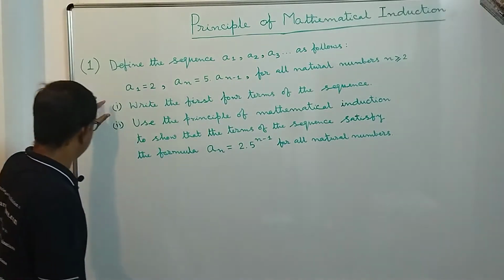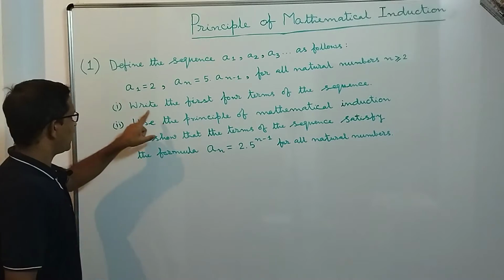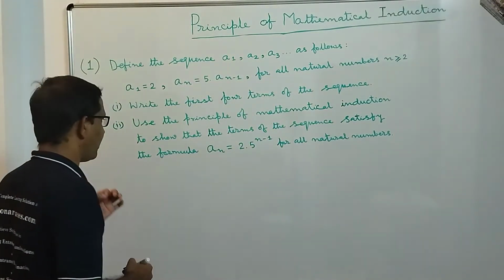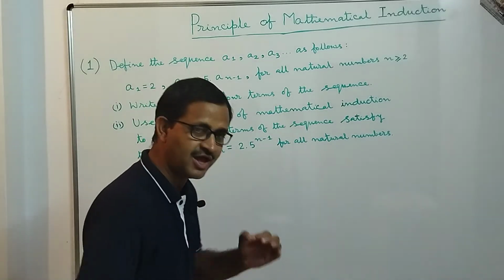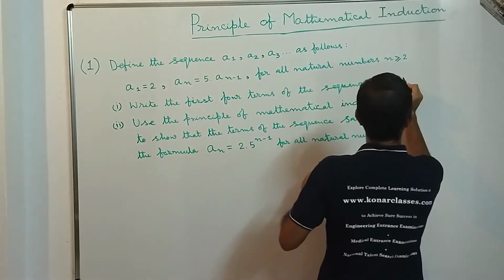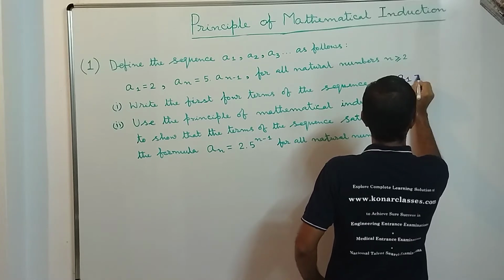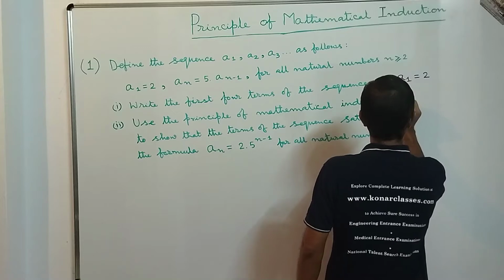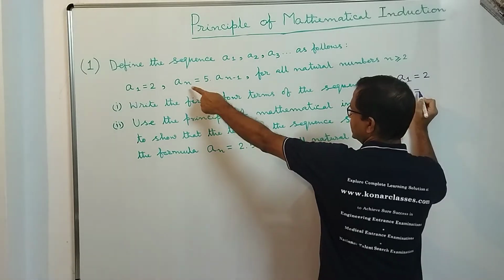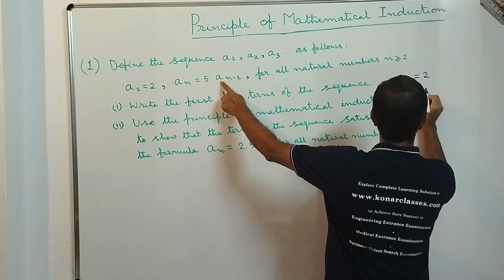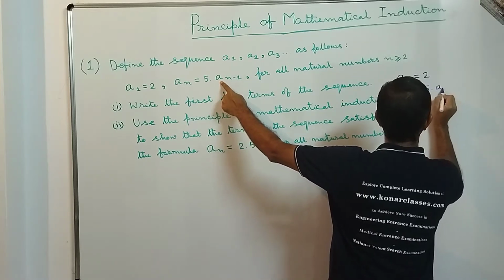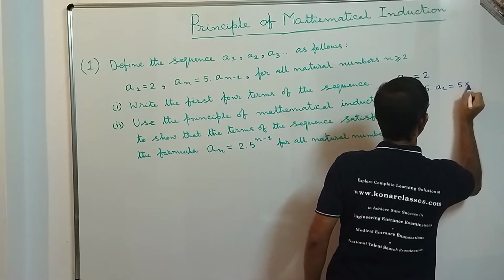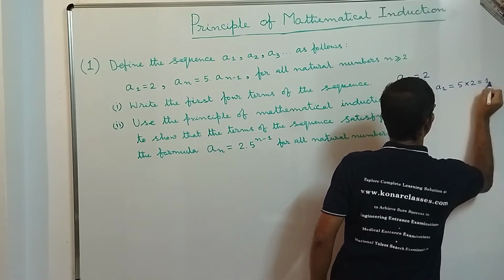Now the first part of the question is to write the first 4 terms of the sequence. So we need to find the values of A1, A2, A3 and A4. What is the value of A1? A1 is given as 2. Now what is A2? According to this definition, A2 should be equal to 5 into A1. What is A1? A1 is 2. So 5 into 2 is equal to 10.